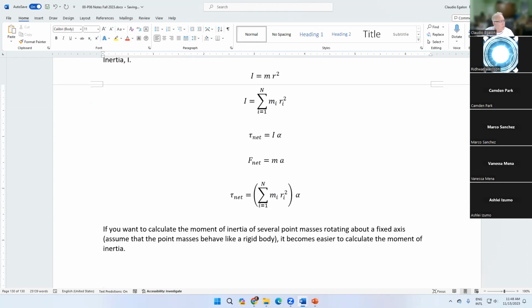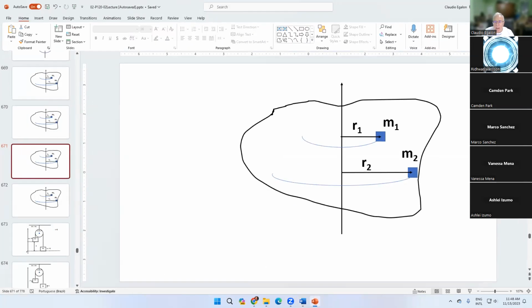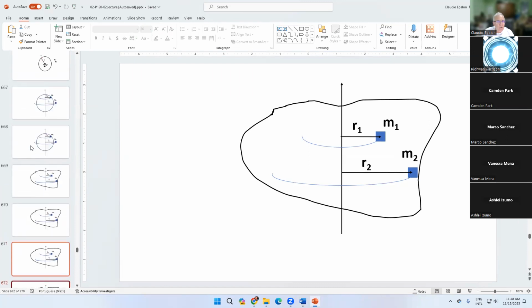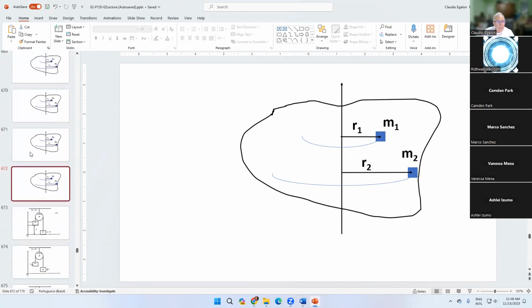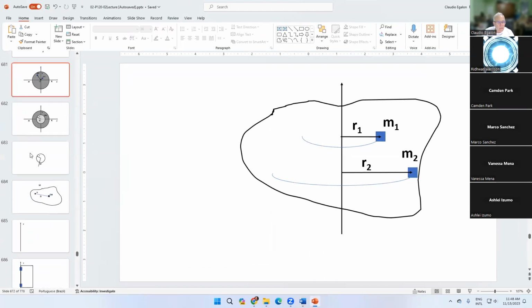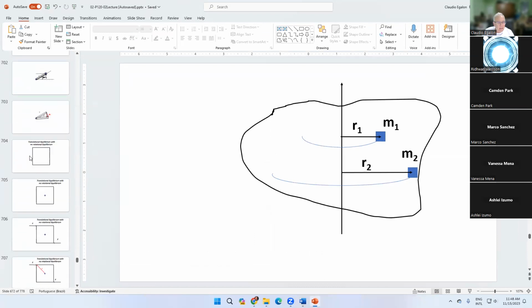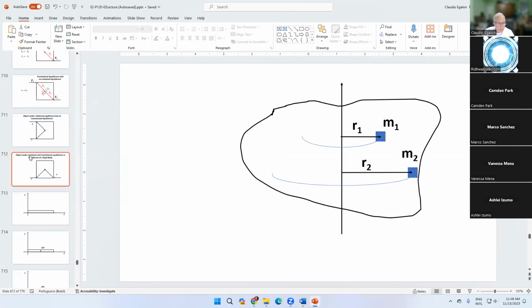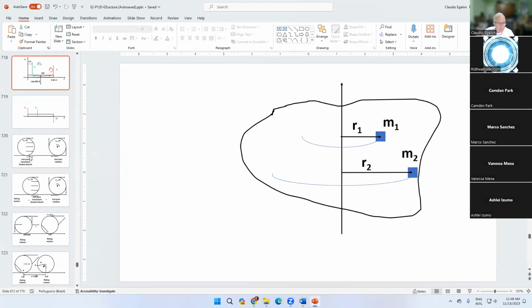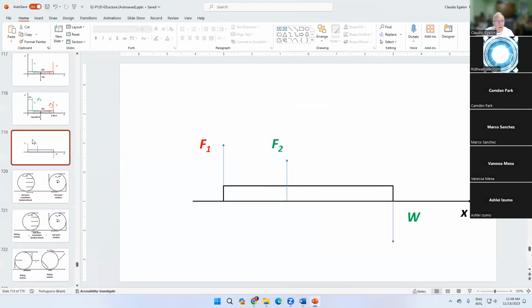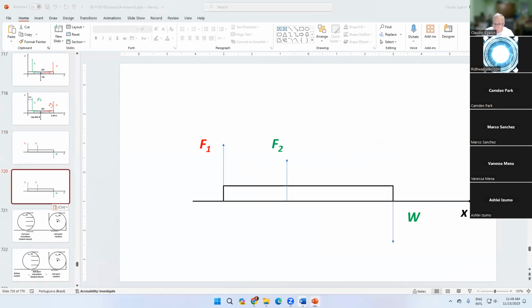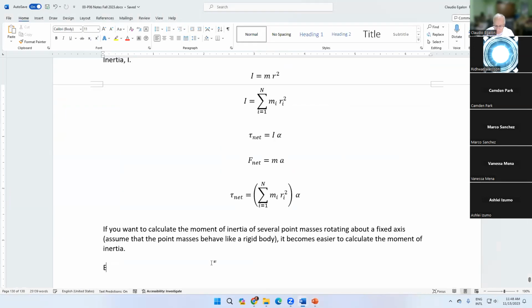And I want to do an example here. Four point masses. Let's see if I have it. Hopefully I have an illustration here. There's a very nice example. If you don't have it, I'll have to make a drawing. Think about the baton. Example.